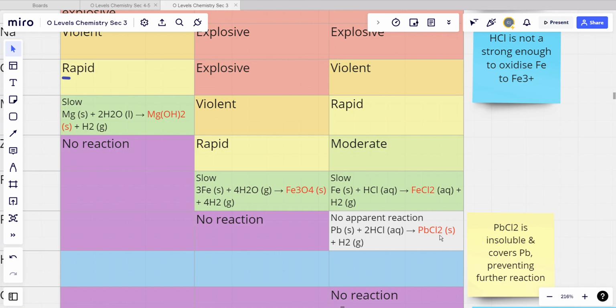That's why if your exam is difficult, they may ask you this: how come there's no reaction? Remember, lead is above hydrogen, but yet lead doesn't show any apparent reaction. This is the reason. Lead chloride is insoluble, it covers the lead, and then it basically stops the further reaction. Okay?